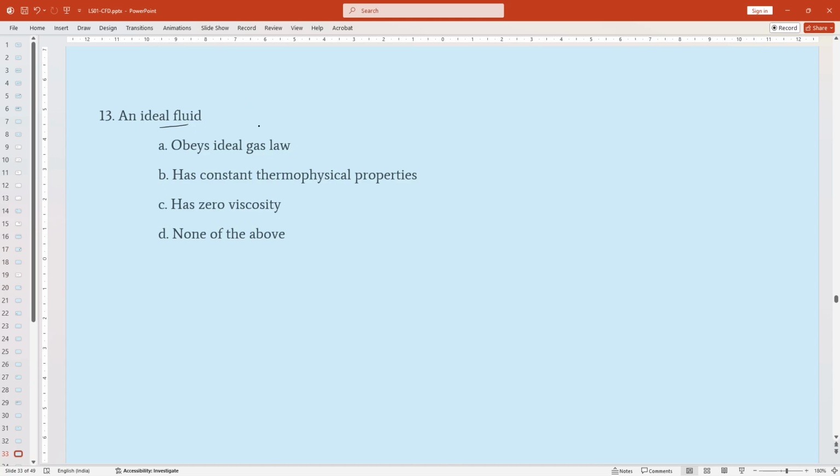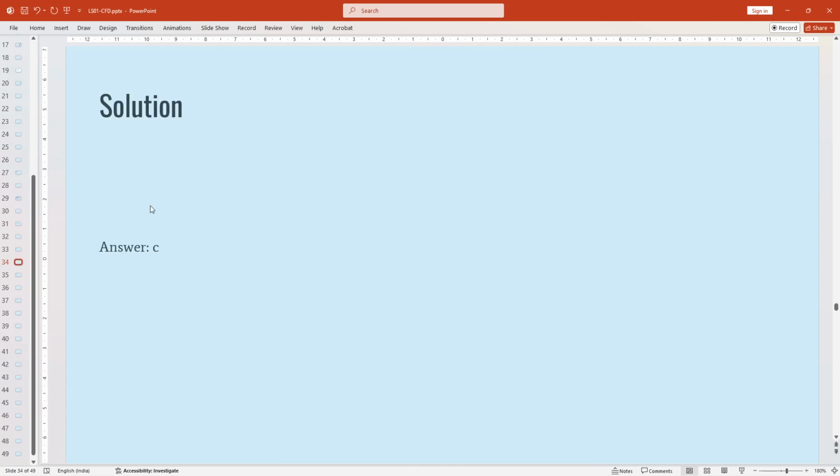You might have heard of ideal gas law and ideal gas, but the ideal fluid, by definition, is one which has zero viscosity, that which is not viscous at all. If there is a fluid such that there is no viscosity or friction in between the fluid layers, such a fluid is called ideal fluid. Our answer is option C.